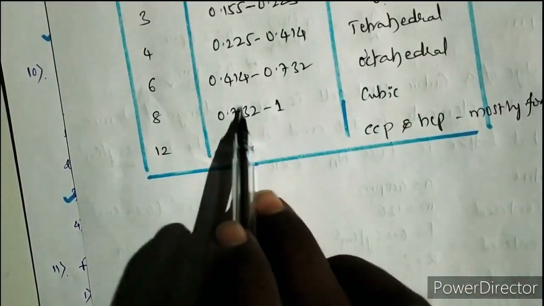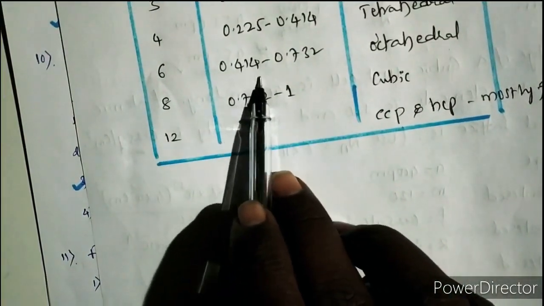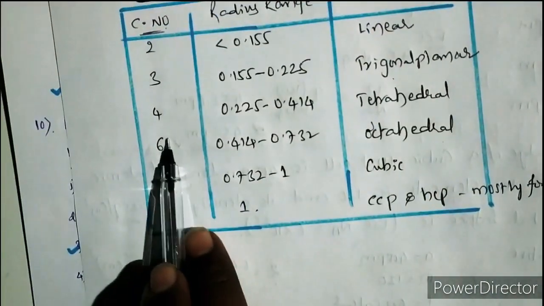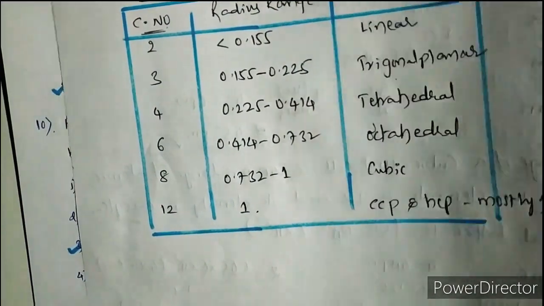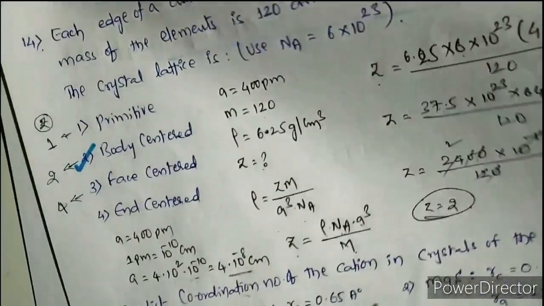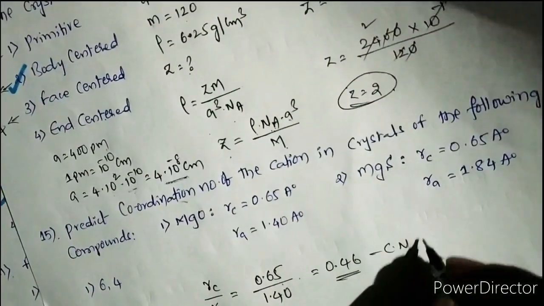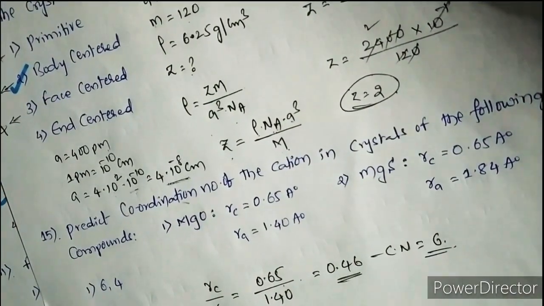0.46. Look at this. 0.46 falls between these values, so it follows octahedral. So what is the coordination number? Coordination number is 6. I am writing here: coordination number is 6, the first one.